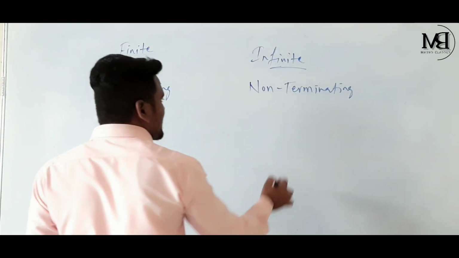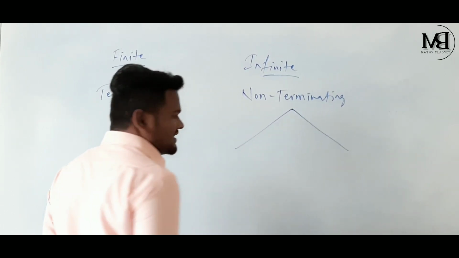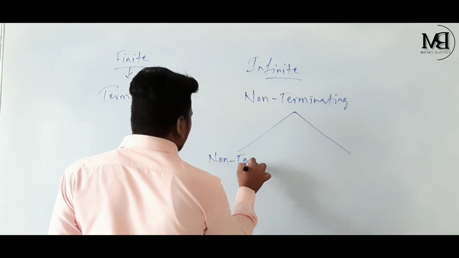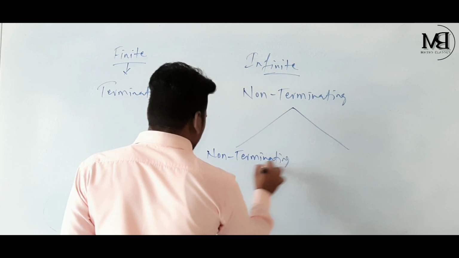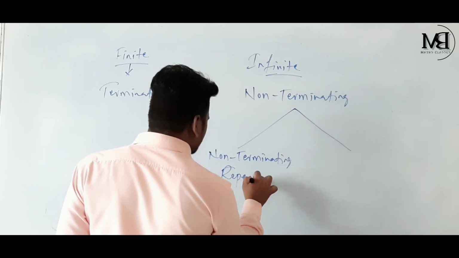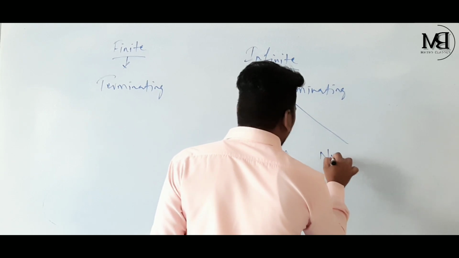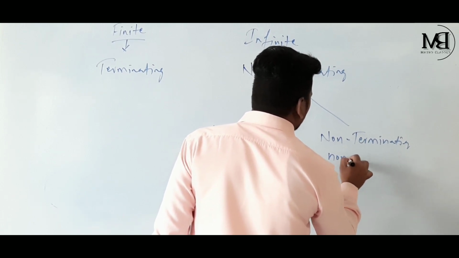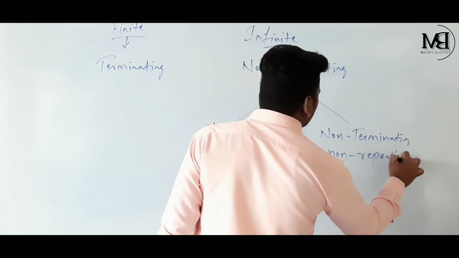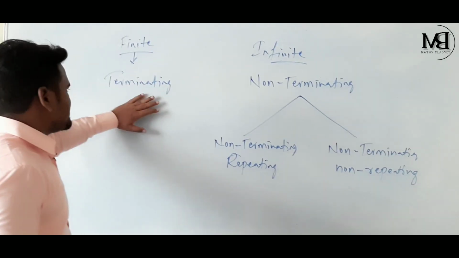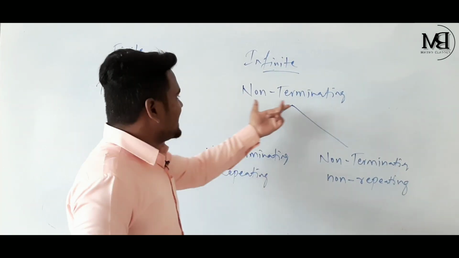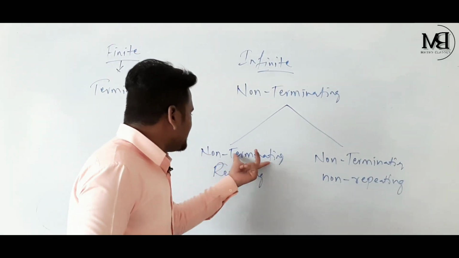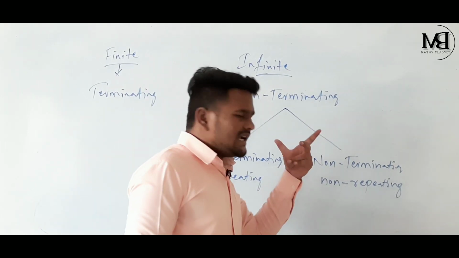In this non-terminating decimal expansion, we have two more types. One is non-terminating repeating, and one is non-terminating, non-repeating or recurring. Got my point? We have two types of decimal expansion. One is terminating and another is non-terminating. In this non-terminating, we have two more types: non-terminating repeating and non-terminating non-repeating.